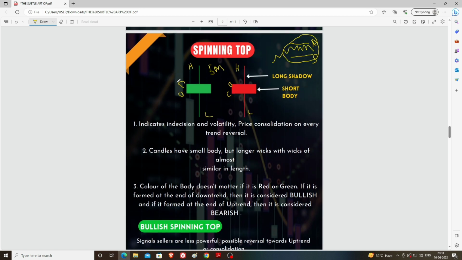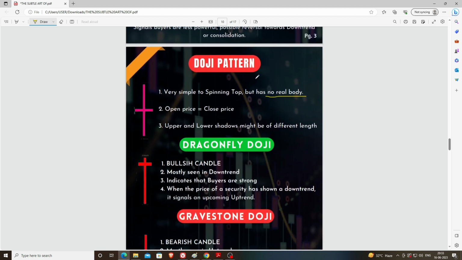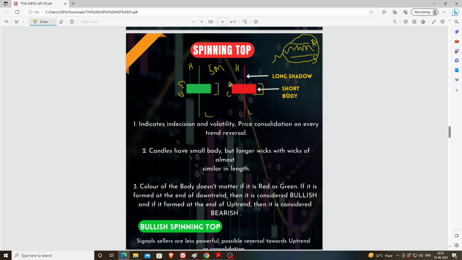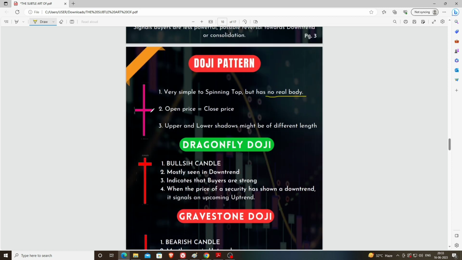Means this body you can at least see here. You can at least recognize the body here, but here you can't. Very little body, almost negligible. Open price is almost the close. See, there is a difference between open and close right here, but in doji patterns you can't recognize the difference between open price and close price. And the upper and lower shadow might be of different length.